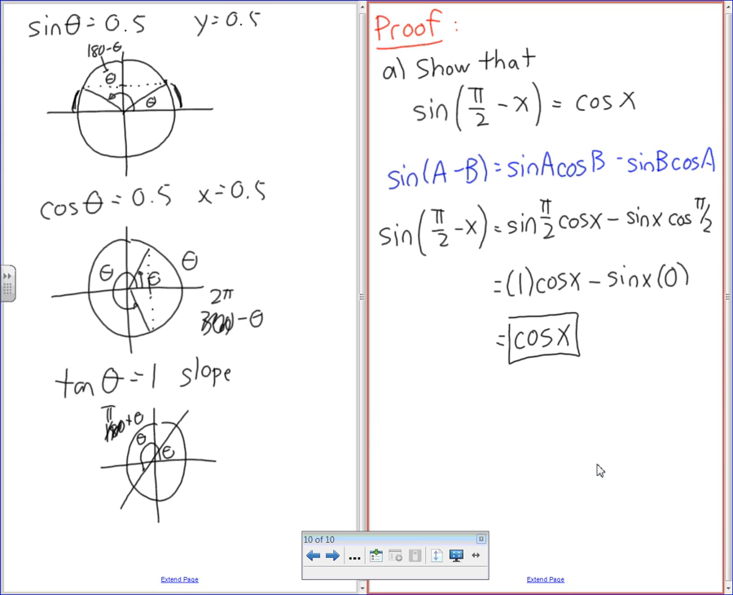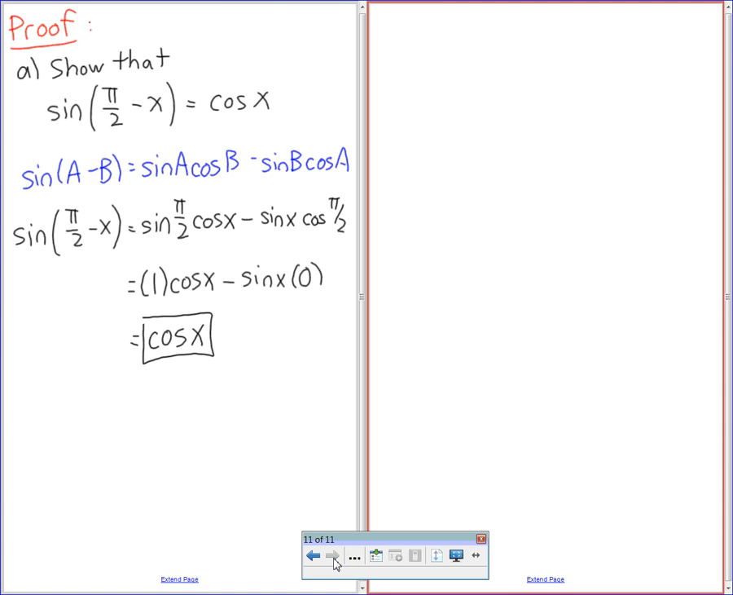Here we go, letter B. Show that sine of pi over 2 minus x equals sine x. Okay, so do me a favor right now, and hit pause on the video, prove that for me right now.